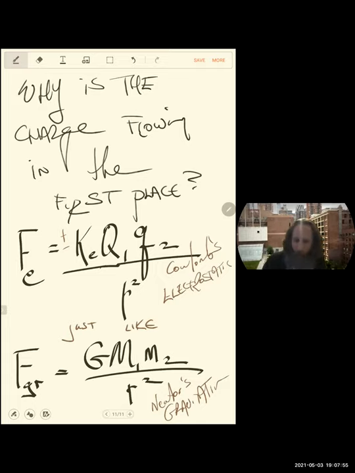Both of these laws are called fundamental interactions or fundamental forces. And both fundamental forces have this weird inverse R squared relation. Why? What about them is similar? Why are they both called fundamental? And again, I know I have 2 minutes, but what's fundamental about these?